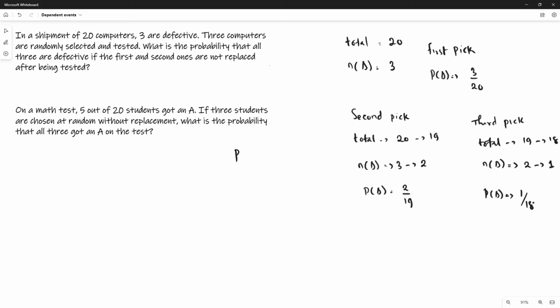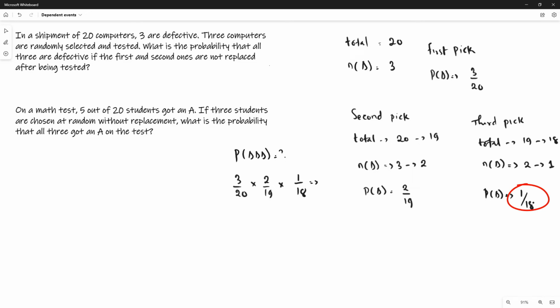The probability of picking 3 defective computers is written as the probability of picking a defective computer at the first pick, which is 3 divided by 20, times the probability of picking a defective computer at the second pick, given that we've already picked a defective computer at the first pick, which is 2 over 19, times the probability of picking a defective computer at the third pick, which is 1 divided by 18.